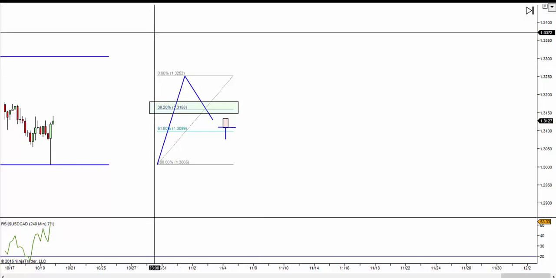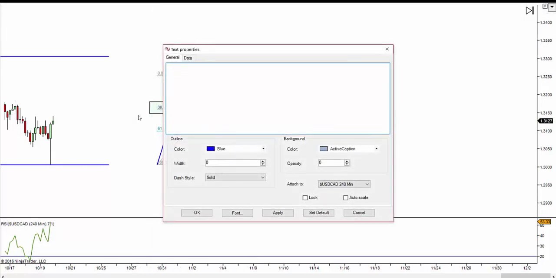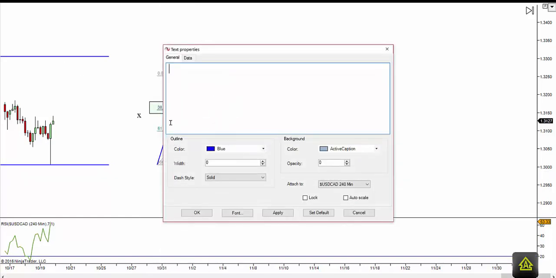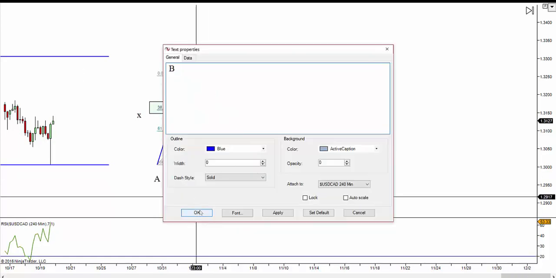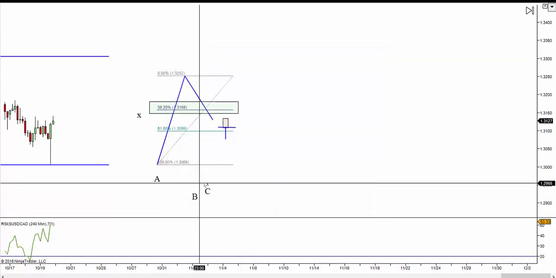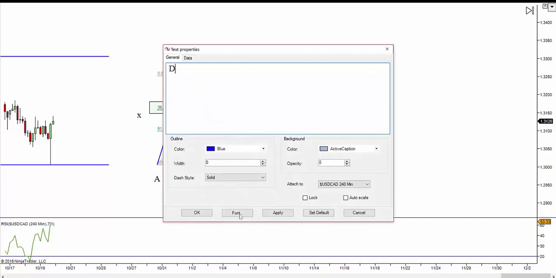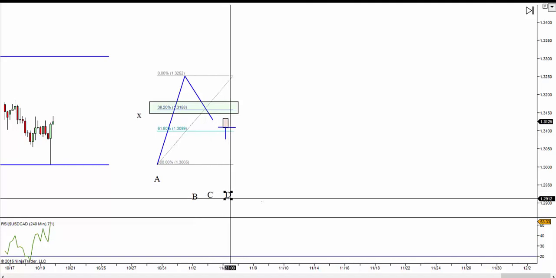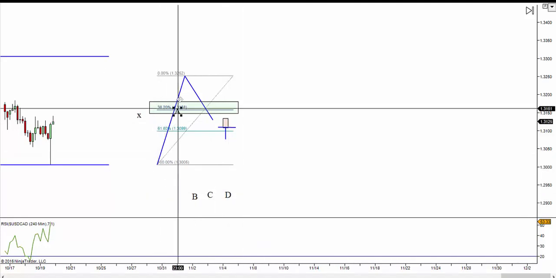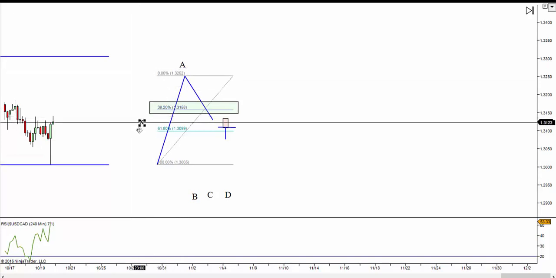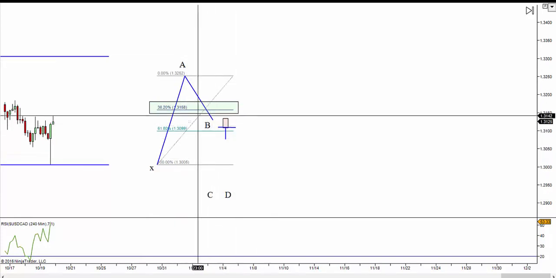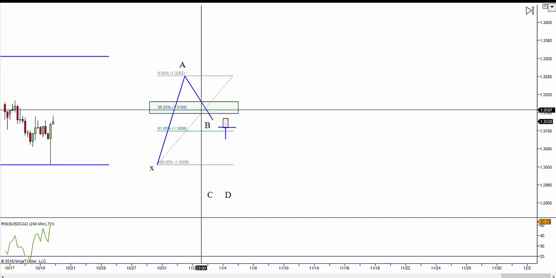In fact, what I probably should do is put on the X and let's go again. A, let's do them all in one go. B, C, and our D completion level. Right, now we've got these down here. We're going to have our A up here, our X down here, our starting point, and our B is going to come down here, just between the 38.2 and the 61.8.